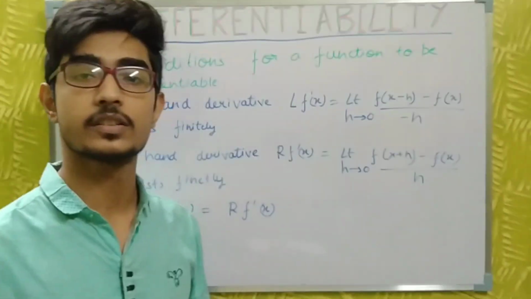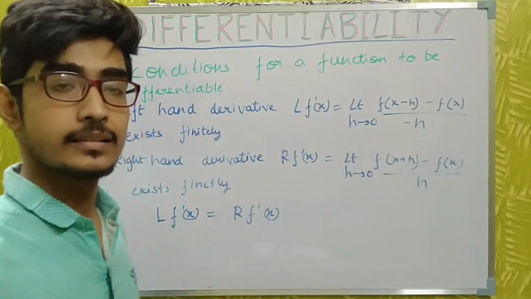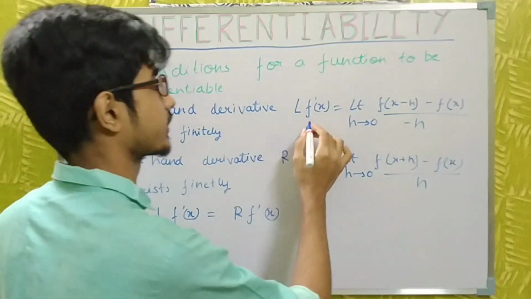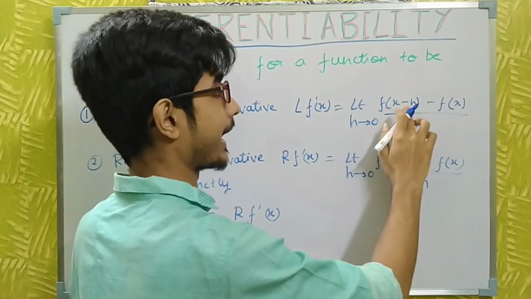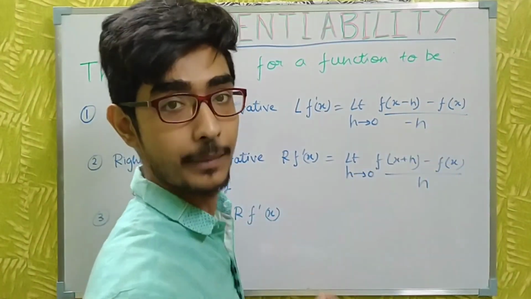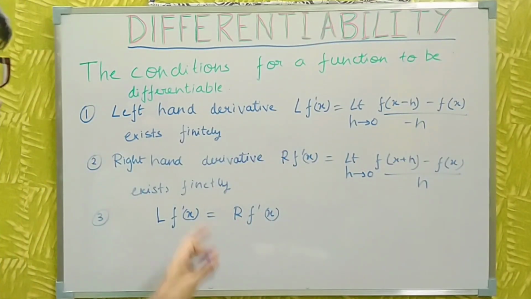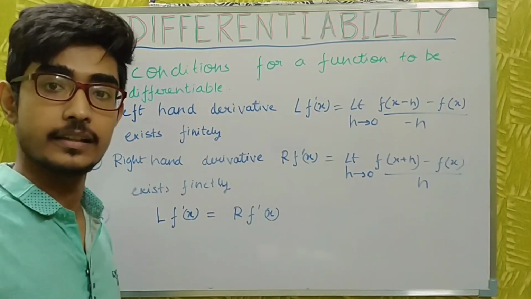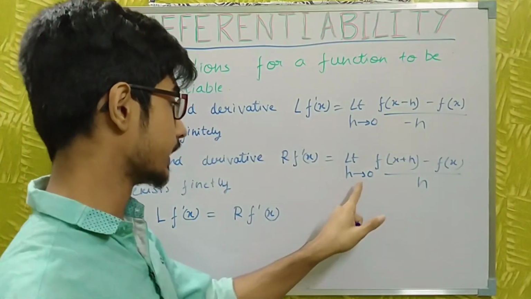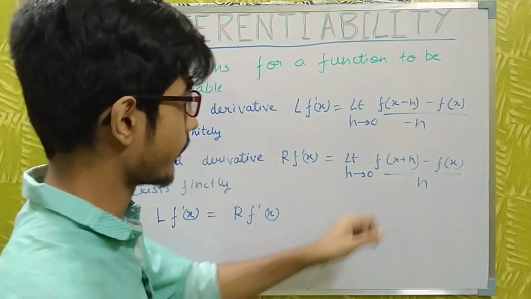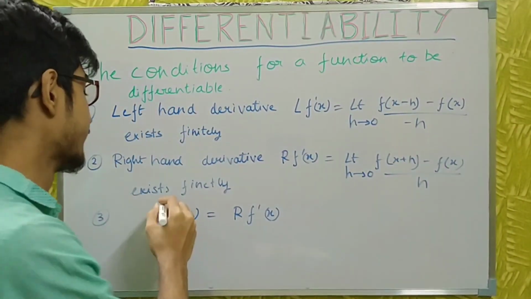So the conditions for a function to be differentiable are, the first condition is that the left hand derivative of the function, that is limit h tends to 0 of f of x minus h minus f(x) by minus h, should exist finitely. And the right hand derivative, limit h tends to 0 of f of x plus h minus f(x) by h, also should exist finitely.